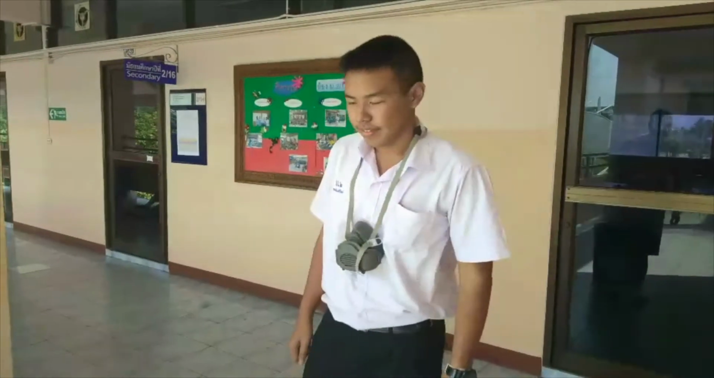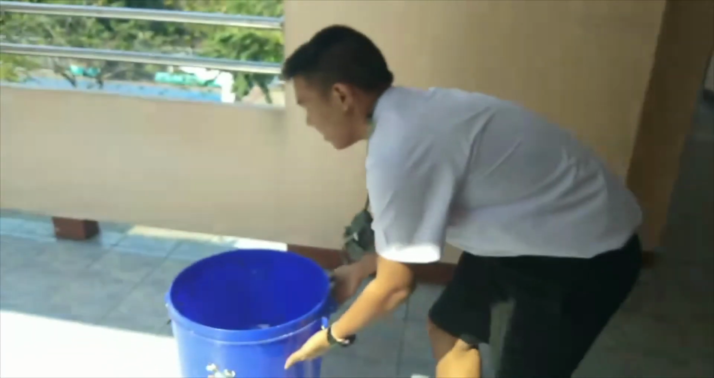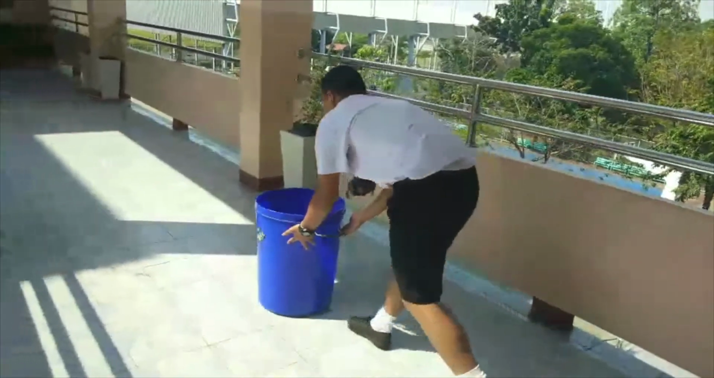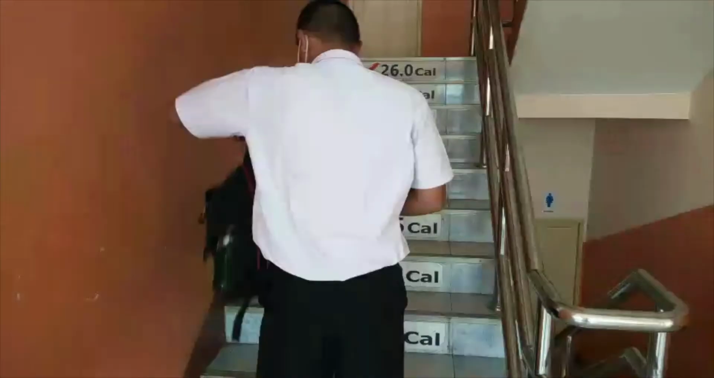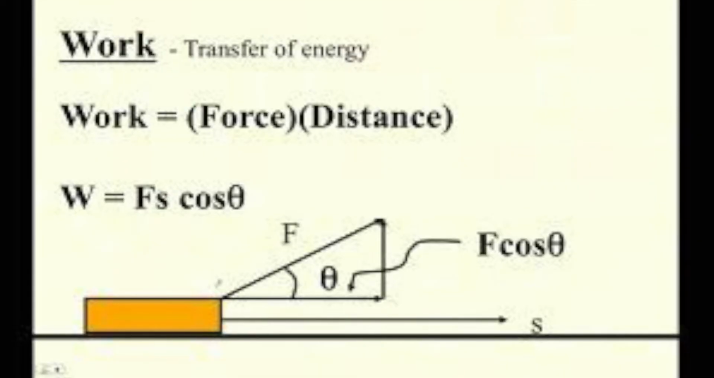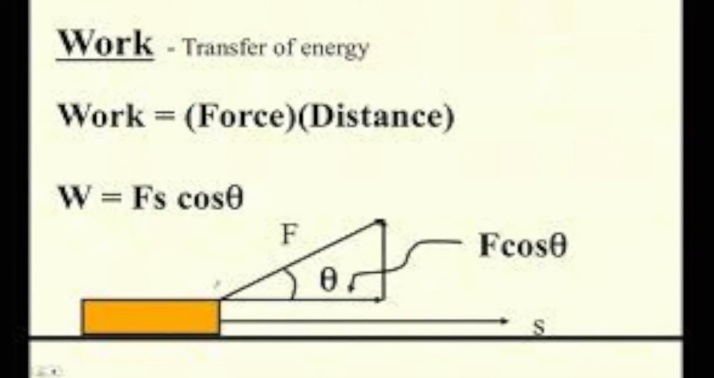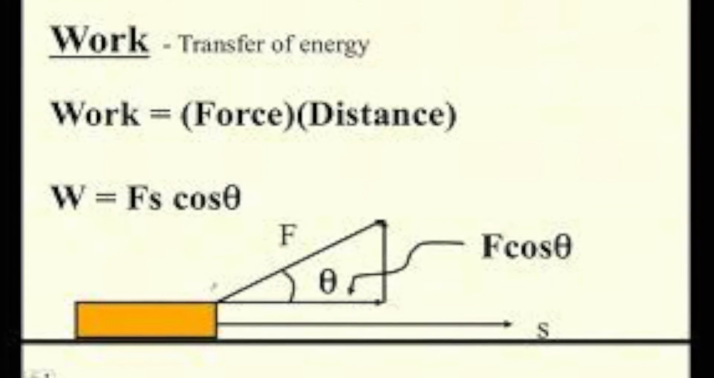Today we will talk about force, work, and power. Okay, let's start with work. Work is a product of the force that makes a displacement in the direction of the force. The formula of work is work equals force times displacement, or work equals force times displacement times cos theta.